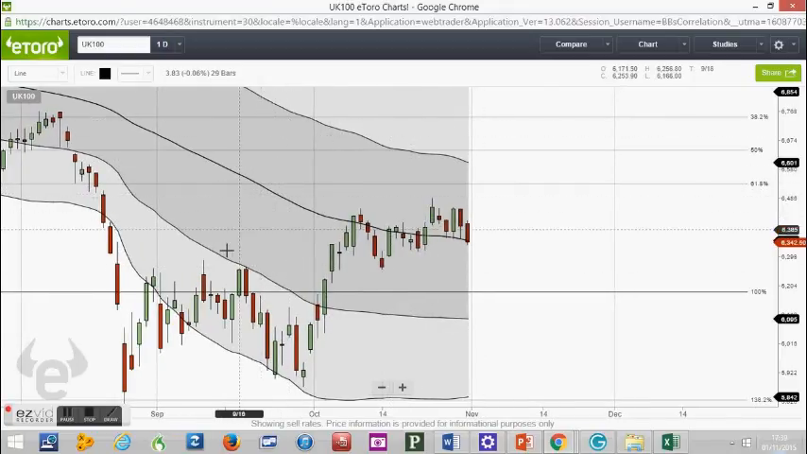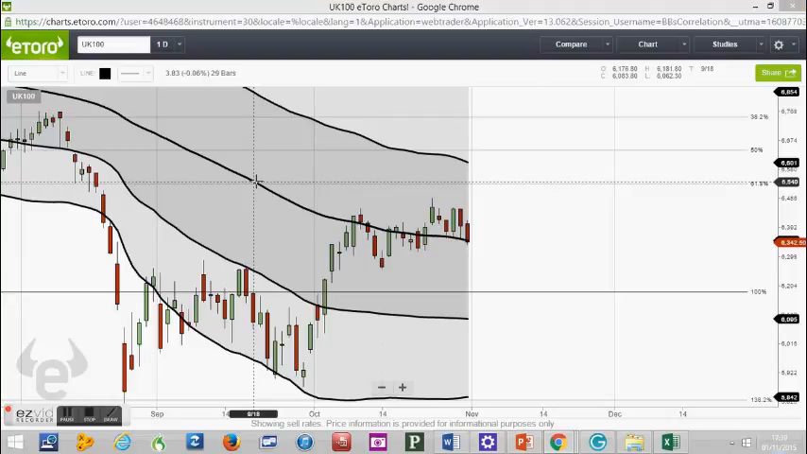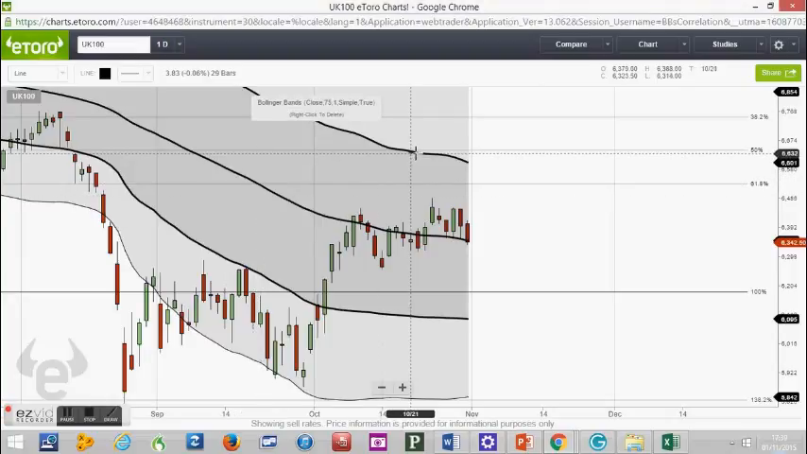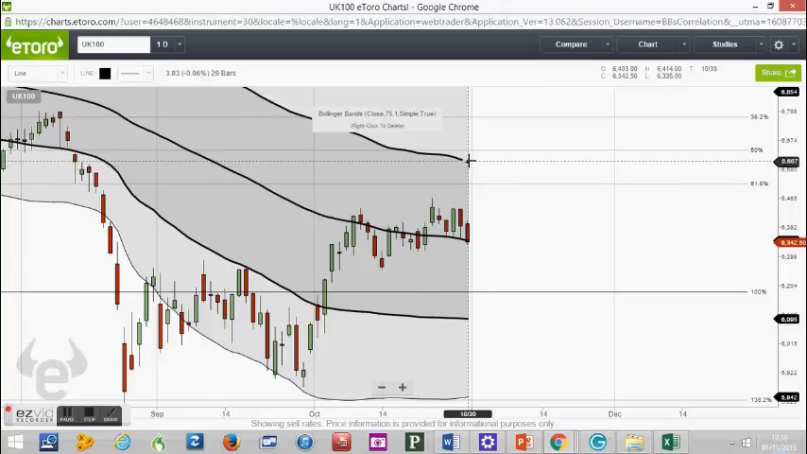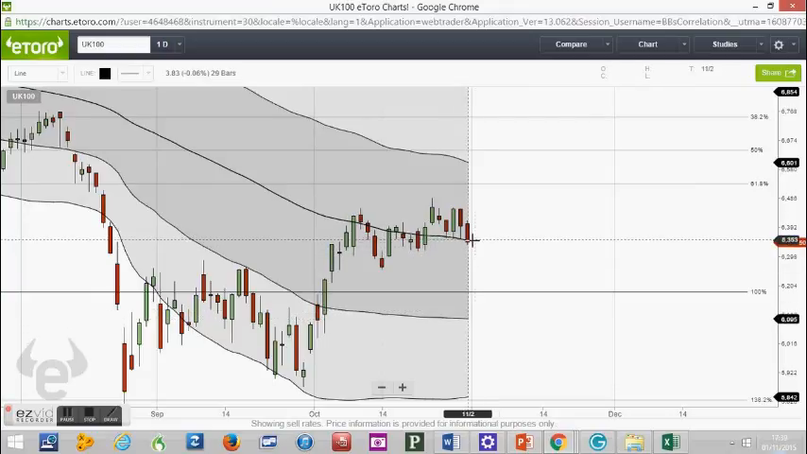So if you take a look here, these are Bollinger Bands. This is a 75 simple mean, so it's just the average price for the last 75 days. And this is one Bollinger Band away, or one standard deviation mathematically. So this is one Bollinger Band up, one Bollinger Band down.